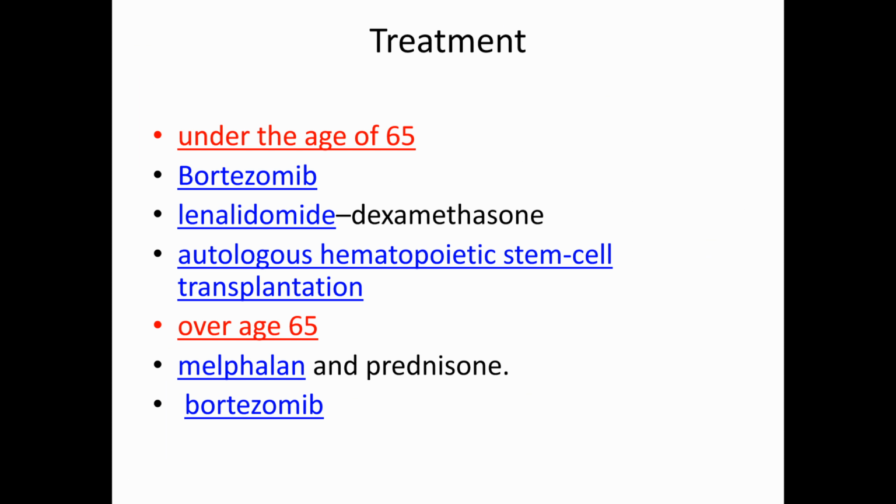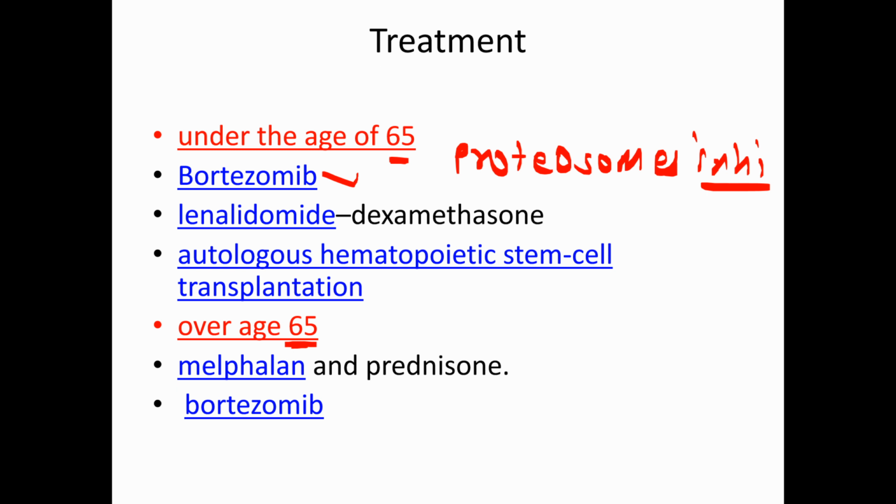So next come to the treatment. Treatment is basically divided into two categories. First one is whether the patient is under the age of 65 years or over the age of 65 years. So if the patient is under 65 years, the patient is prescribed chemotherapy, that is bortezomib. What is the function of bortezomib? It is a proteasome inhibitor. What is the function of proteasomes? Proteasomes break down the protein.